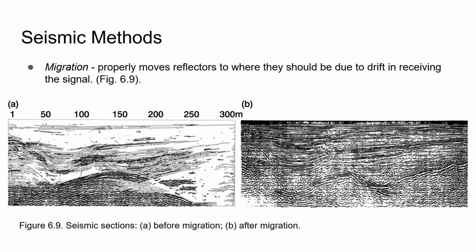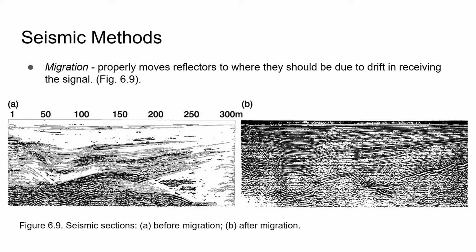So here's an example of another seismic method correction known as migration, which moves reflectors to where they should be. Occasionally your signal will drift or it will migrate. And again, that has to do with changes in the bed angle. It has to do with changes in the depth of the units that you're shooting, essentially.